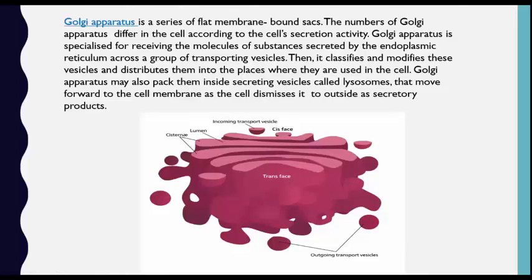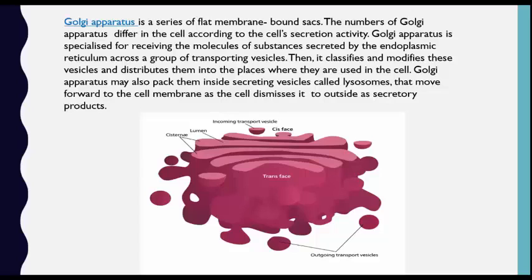Golgi apparatus. It's an apparatus, as we say, because it's a series of flat membrane-bound sacs. The number of Golgi apparatus differs in the cell according to the cell's secretion activity. Golgi apparatus is specialized in receiving the molecules of substances secreted by the endoplasmic reticulum across a group of transporting vessels. Then it classifies and modifies these vessels and distributes them into the places where they are used in the cell.